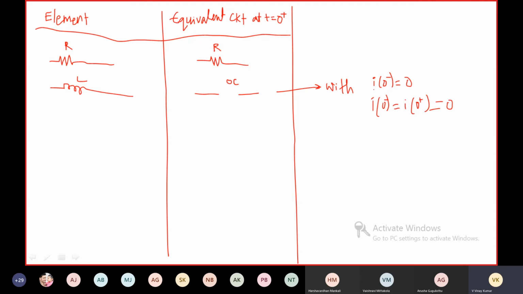With zero initial conditions, what is the equivalent circuit of inductor? It acts as open circuit at t is equal to 0 plus. This is the equivalent circuit of this inductor because it is acting as open circuit, because I of 0 is equal to 0. Current is 0, zero initial condition. Coming to capacitor.